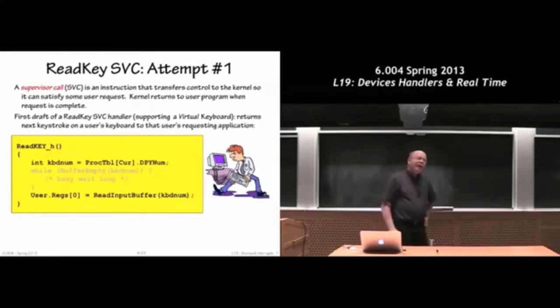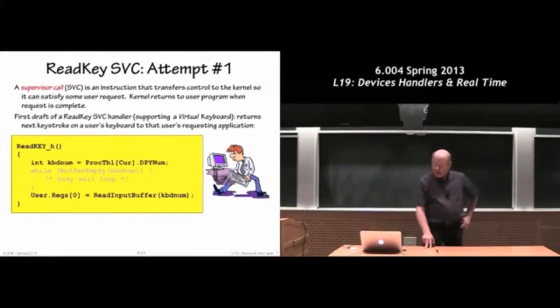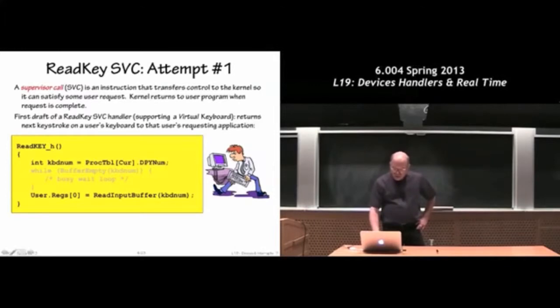So let's look at the read key handler. Now this is what we're going to do for the supervisor call. The intent is that we're going to go find out which kernel buffer we should be accessing, which of the virtual kernel buffers for all the different virtual keyboards. There's a keyboard that's associated with our particular process.